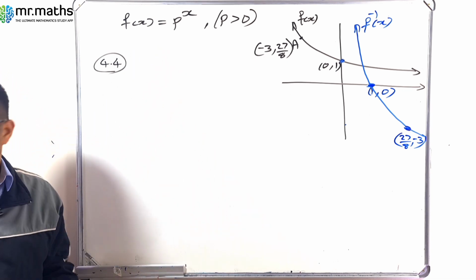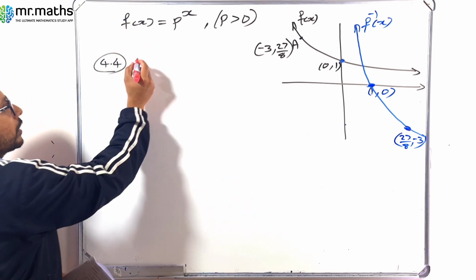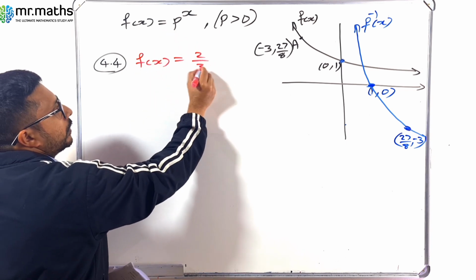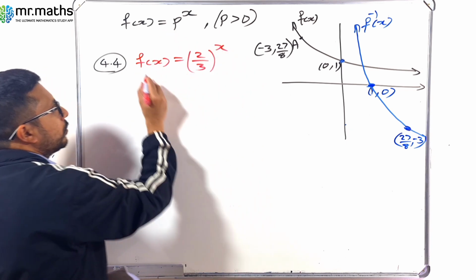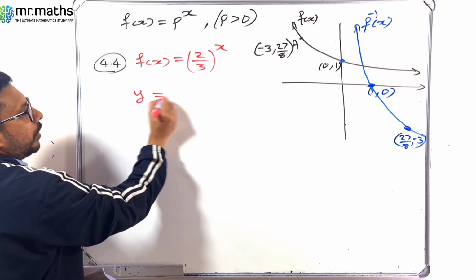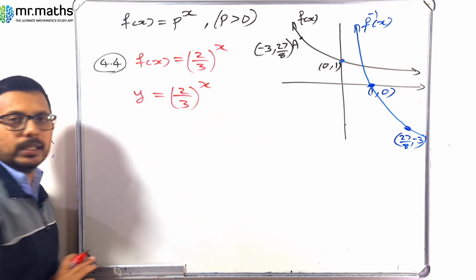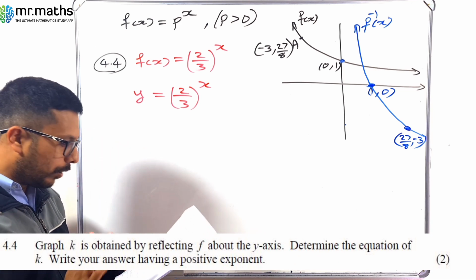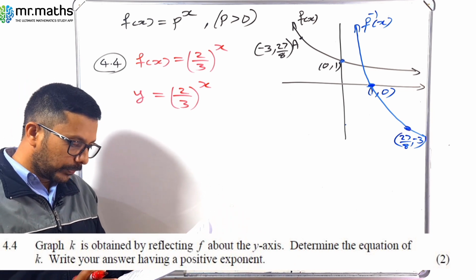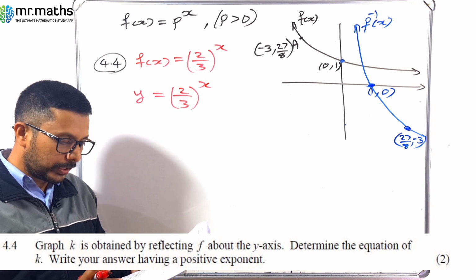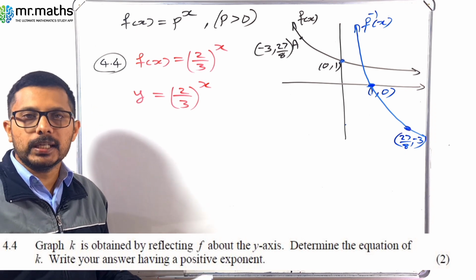Let me write the equation of f of x. What is f of x? You know that it is 2 over 3 raised to x. So f of x is the same as y. Y is equal to 2 over 3 raised to x. That is f of x. Now this question is K, there is a new graph K obtained by reflecting F about the y-axis.